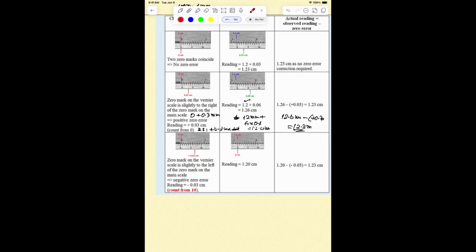In this case, it is given that the seventh division is coinciding. Therefore, you are asked to subtract it from the number of divisions on the Vernier scale, which is 10. Seventh is coinciding, so 10 minus 7 gives you 3. Now 3 into the least count, 0.1, gives 0.3, which is the zero error. Therefore it is taken as negative: zero error is minus 0.3 mm.